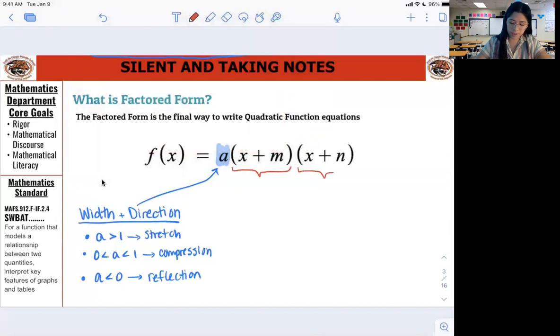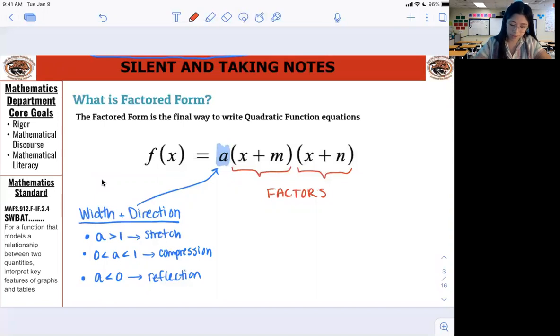But then we've got these two guys right here. We call those our factors. It's called factored form because it shows us the factors of the function. And what you can do with the factors, and we'll do this a few times. We'll do this a lot today, so you'll get used to it.